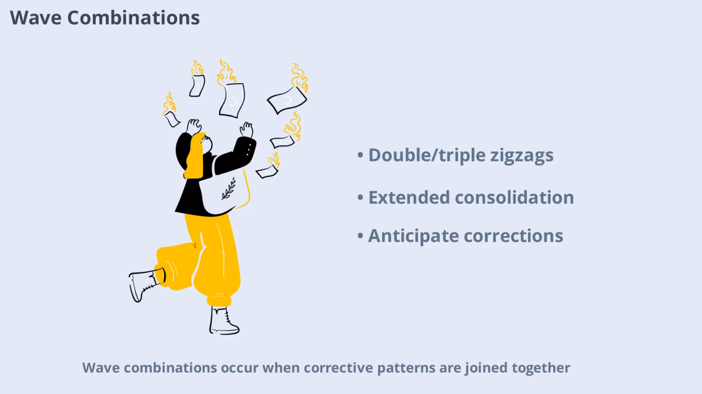Wave combinations occur when corrective patterns are joined together. Double and triple zigzags, double threes, and triple threes are examples of combinations. These patterns result in extended periods of consolidation and sideways movement. Recognizing combinations helps traders anticipate prolonged corrections and adjust their strategies.